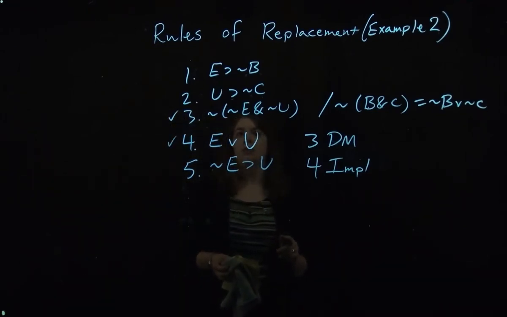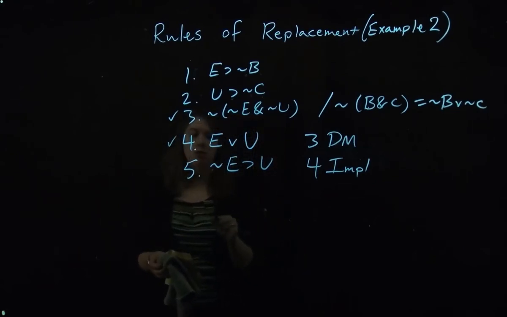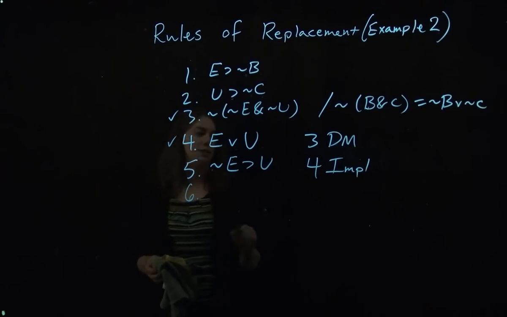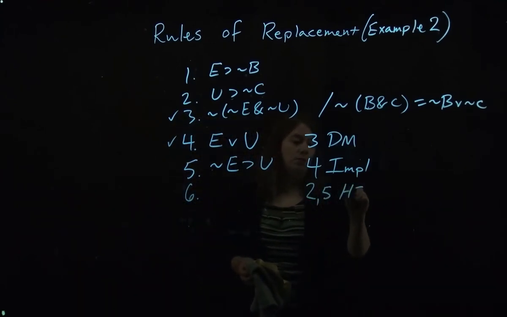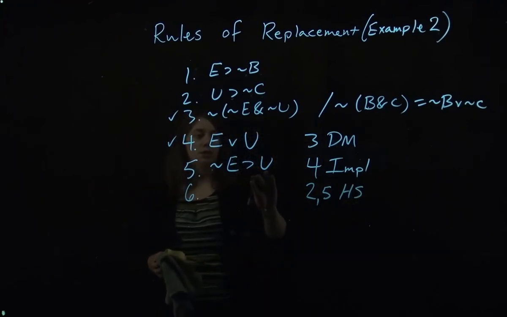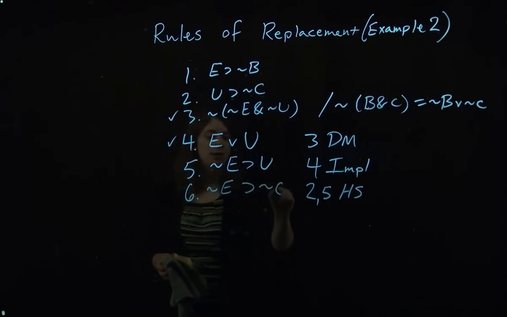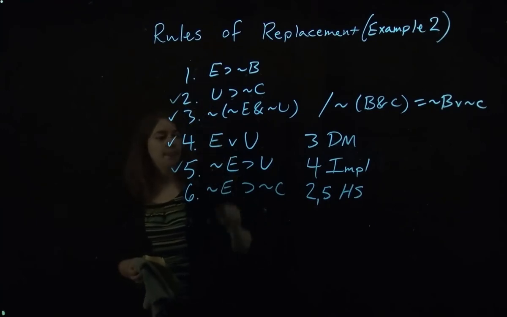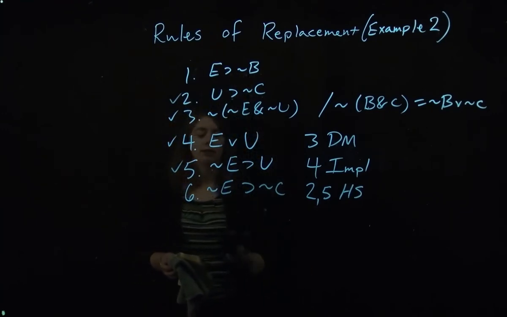Okay, so now we can do our hypothetical syllogism. So on 6, using lines 2 and 5, and using the rule of implication of hypothetical syllogism, we can see here the U's drop out, and we're left with not E, horseshoe, not C. Okay. Now we're left with only lines 1 and 6.